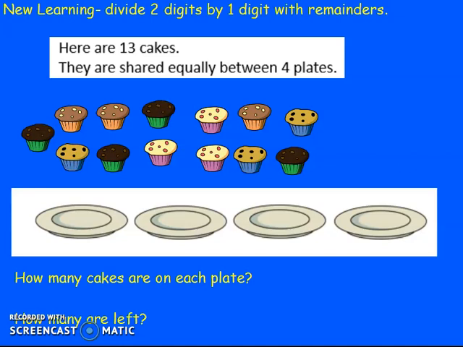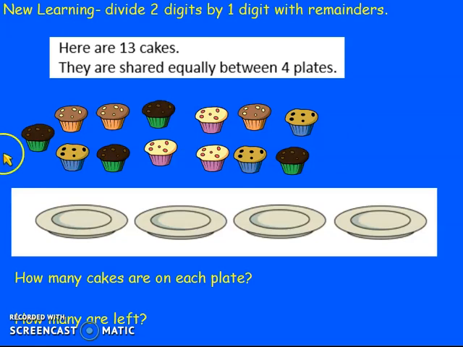So here we have another question. There are 13 cakes. They are each shared equally between 4 plates. So we can use our quick maths and work out if 13 is a multiple of 4. Is 13 a multiple of 4?